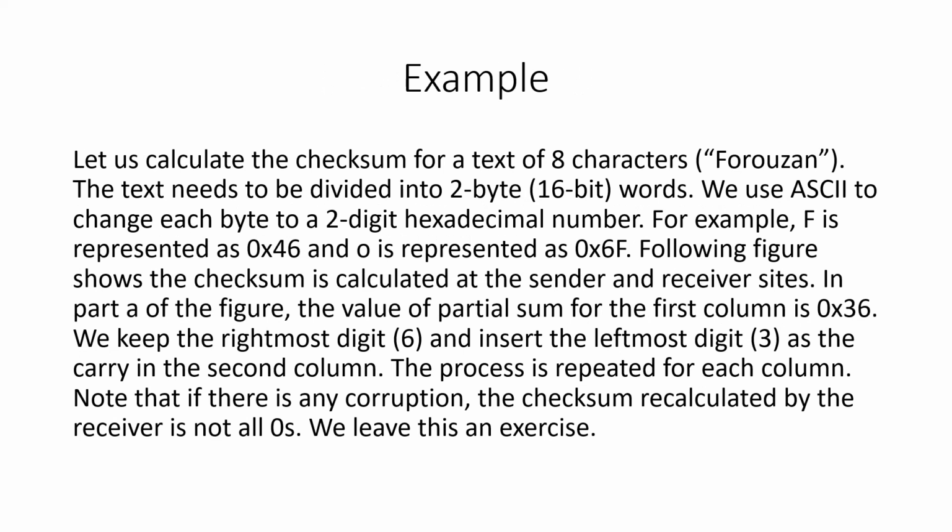Okay, let's take one more example to understand how this checksum actually works. We will take a text of 8 characters, like FROZEN. The text needs to be divided into 2 bytes. Again, if we are dividing into 16-bit words, then we have to divide into 2 bytes. Here it is in character format, so we will take the ASCII value. From the ASCII value, we will change each byte to a 2-digit hexadecimal number.